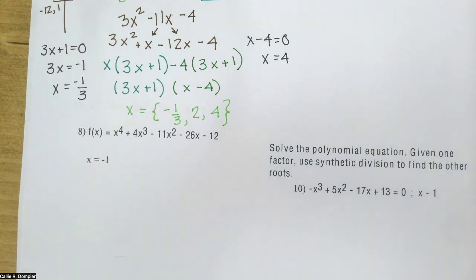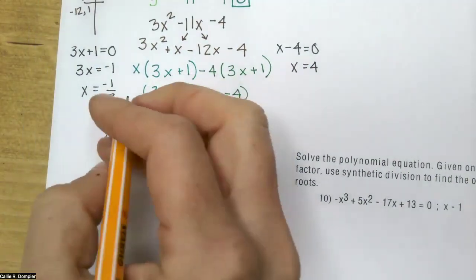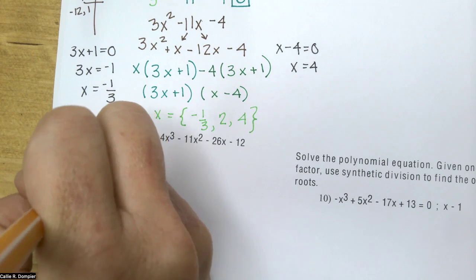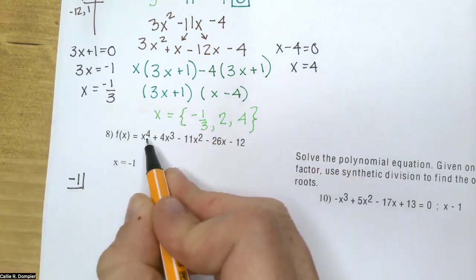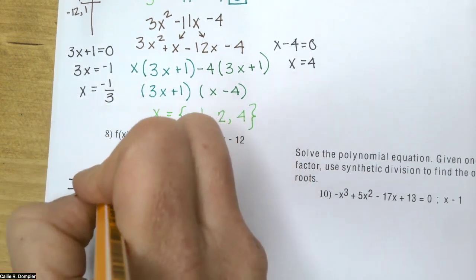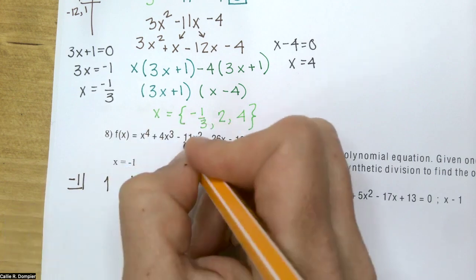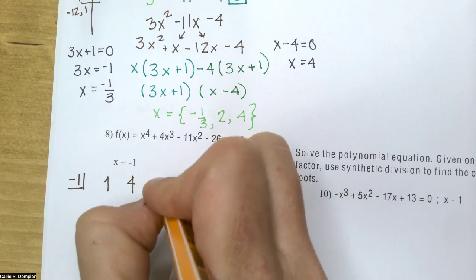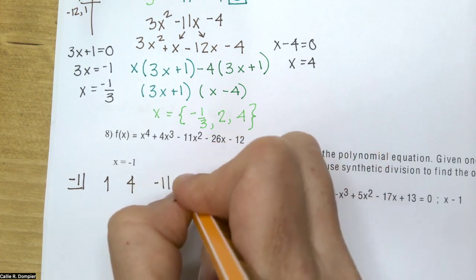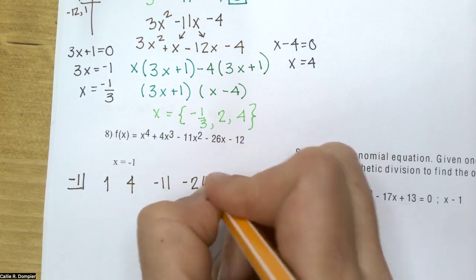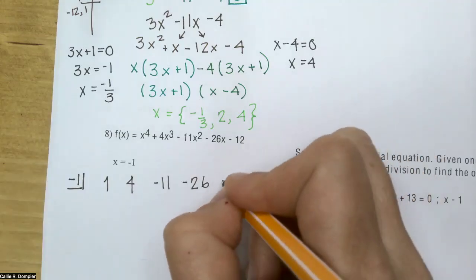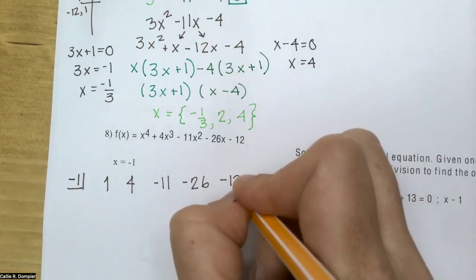So it's quite a bit harder, in my opinion. But let's start with the synthetic division part. We have x equals -1 as the 0. So I come over here, -1, and then 1x to the fourth means that this number is 1. 4x to the third means this one's a 4. Negative x squared is a -11. Negative 26x means it's a -26. And then minus 12 means it's going to be a -12.